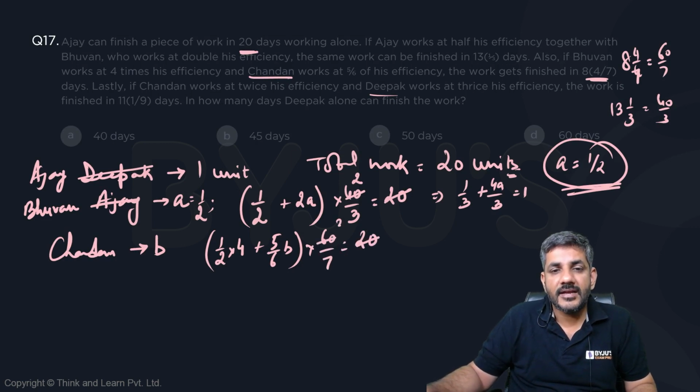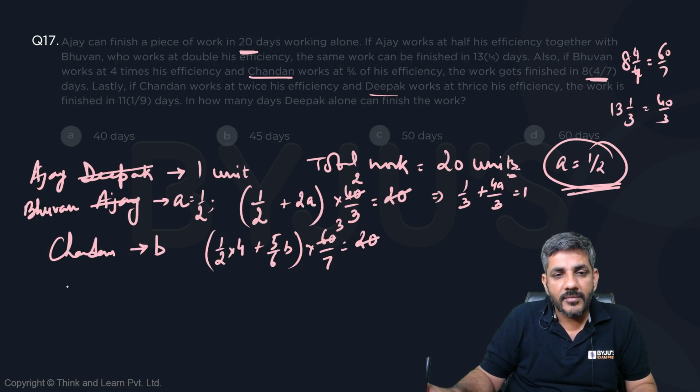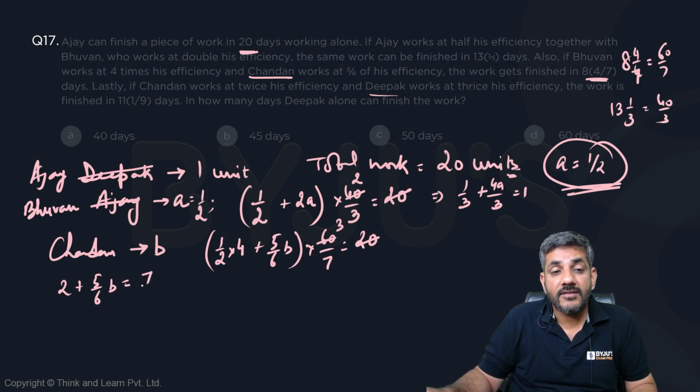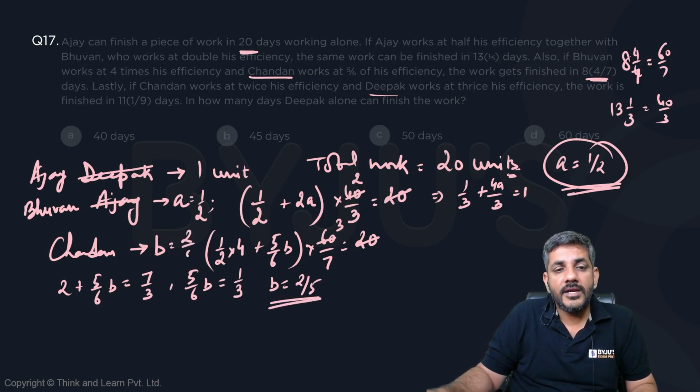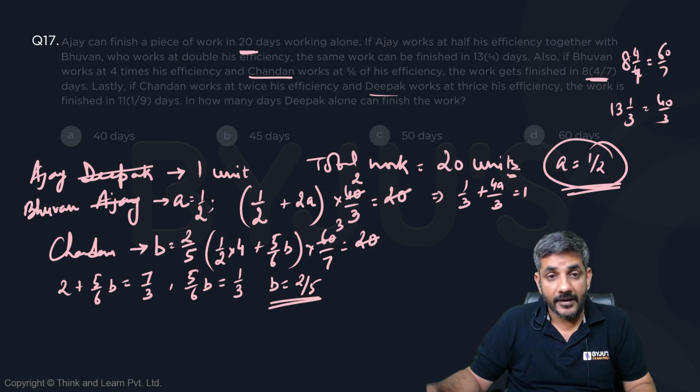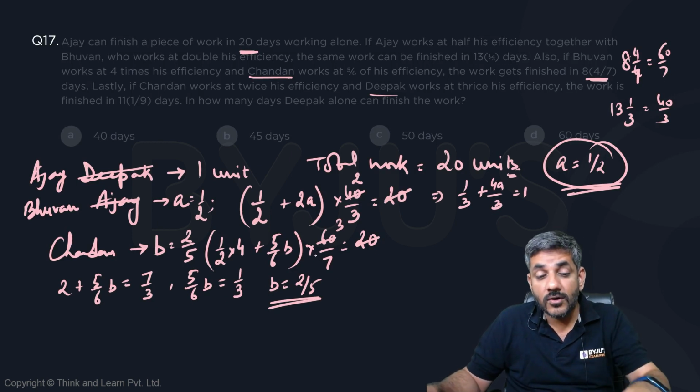So into 60 by 7 is the complete work. So once again, I can cancel it out at 3. From here, I get 2 plus 5 by 6b into 3 by 7 is 1, or 7 by 3 can be taken on the other side. This gives me 5 by 6b is equal to 7 by 3 minus 2, which is 1 by 3, and b is equal to 2 by 5. So I also get to know how many units Chandan can make in a day. Still the question is not complete.